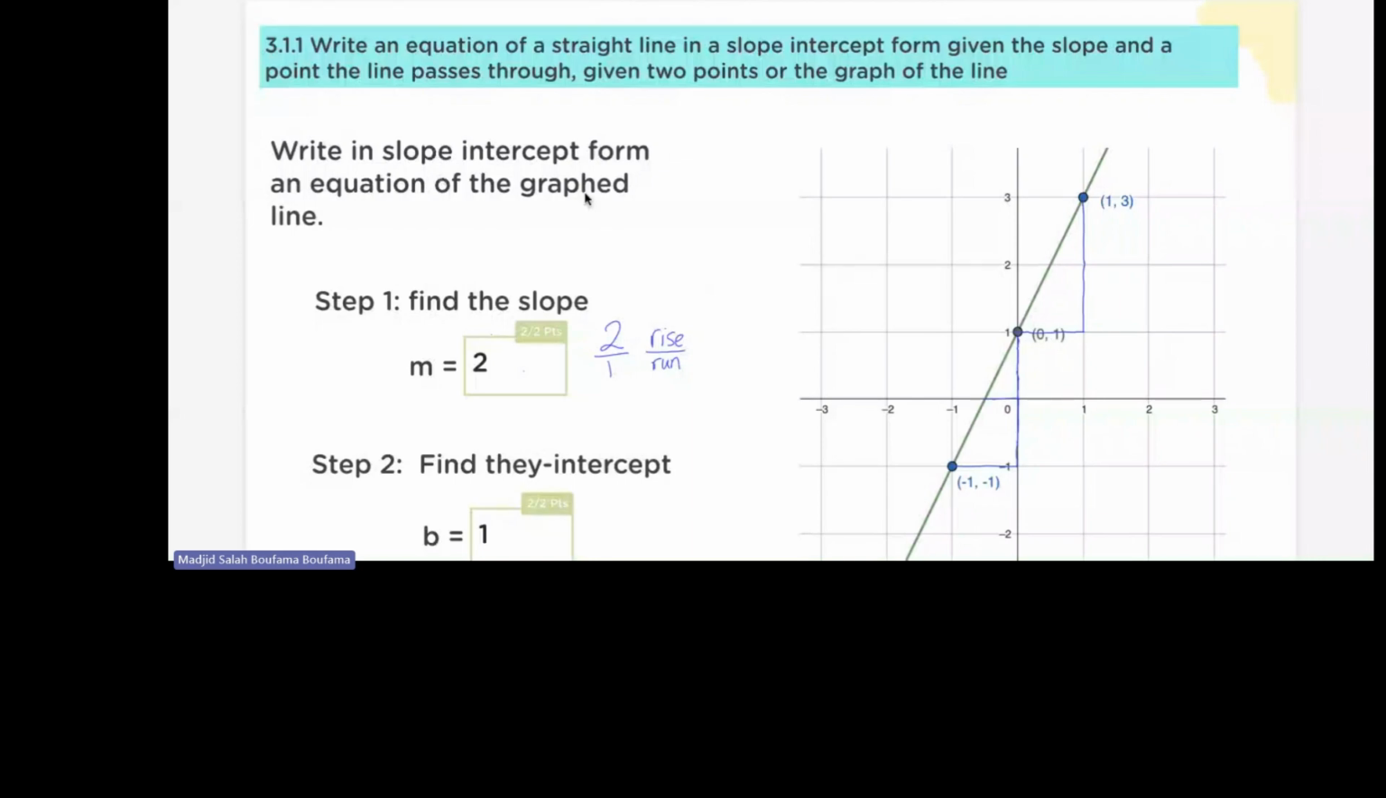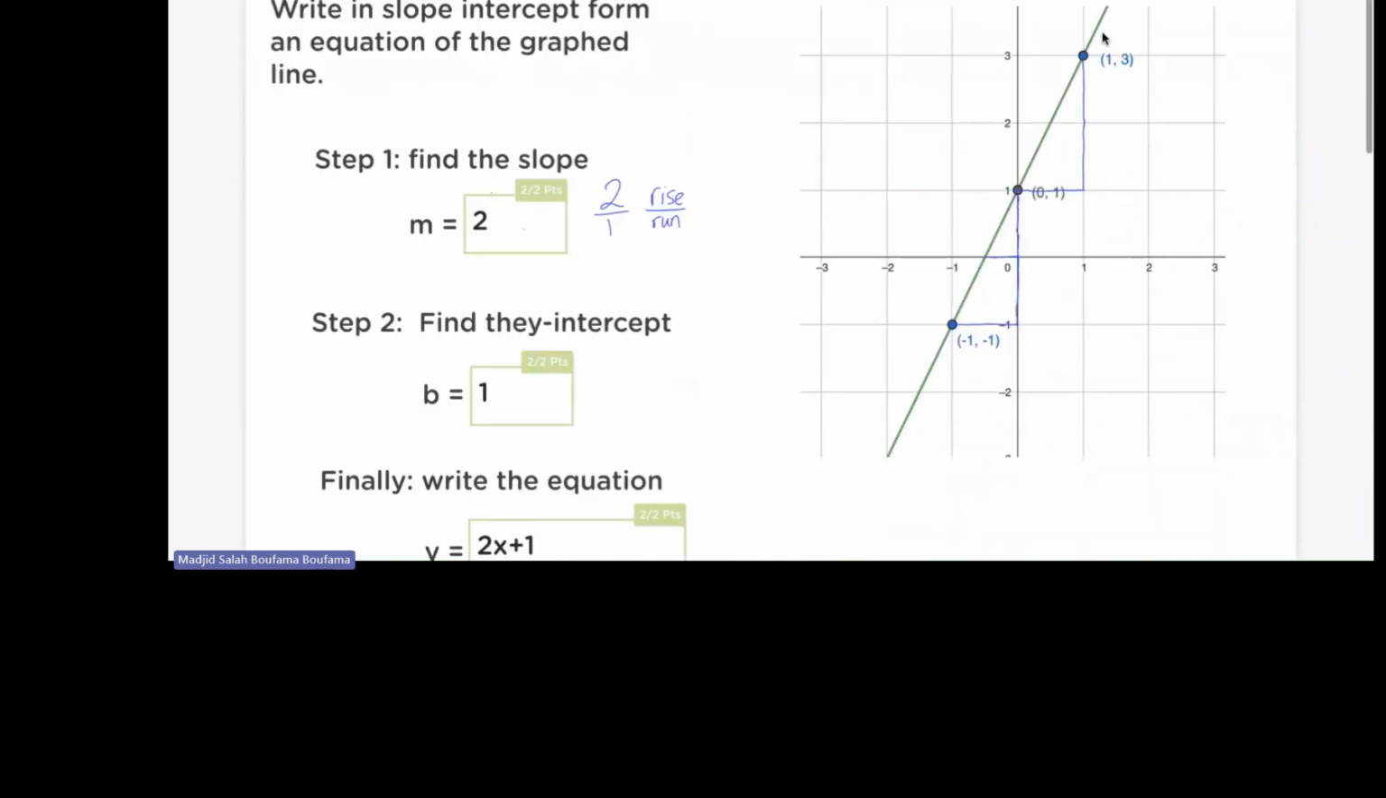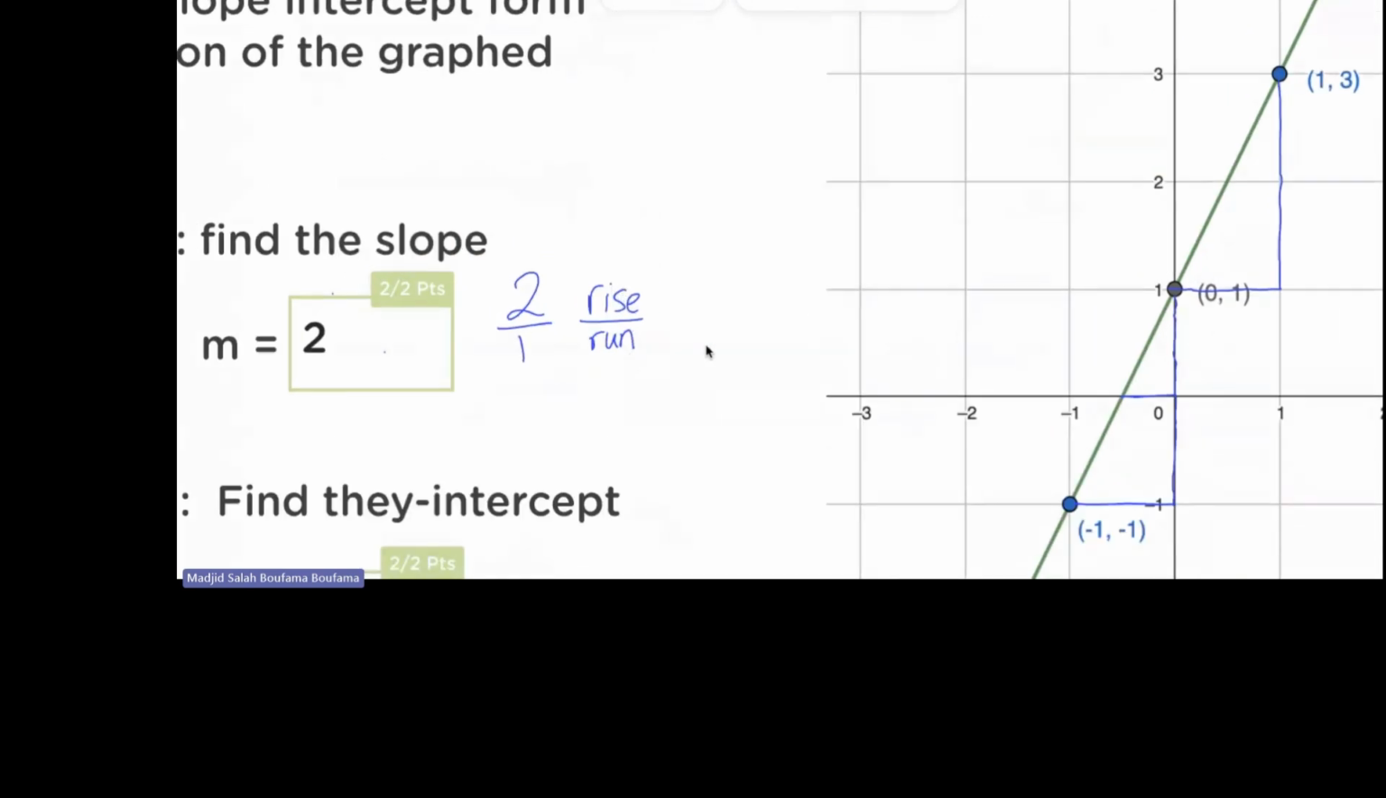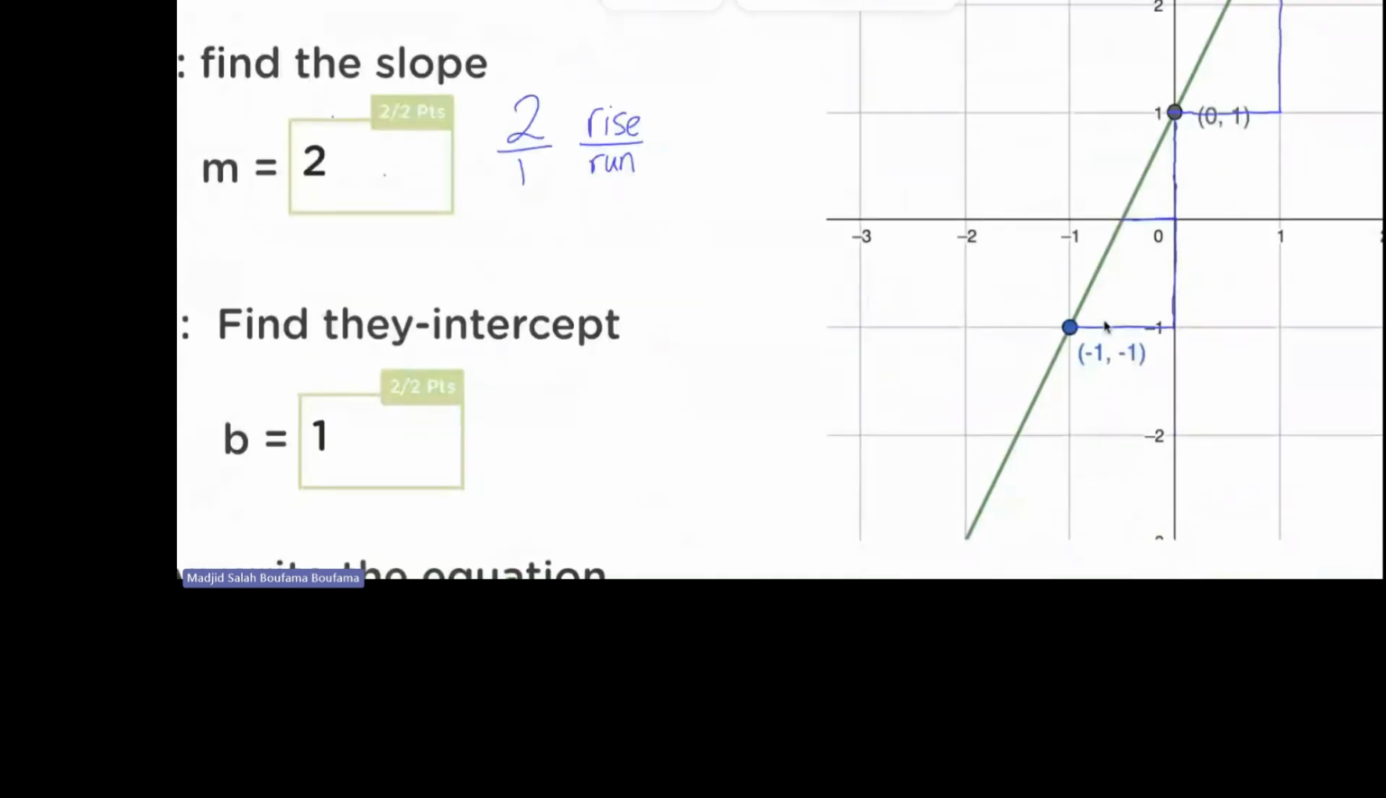Write in a slope-intercept form an equation for the graph line. Can you see what is new here? Instead of they give you the slope and the point or b, they give you the line. From the line, you collect all the information you need. The only information you need is m and b. Can you see, all of you? She said rise over run. You go and calculate your run and your rise, and you find it 2 over 1, which is 2.